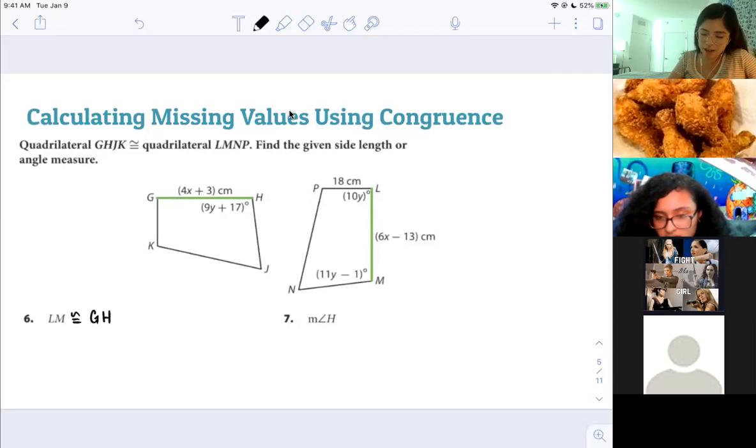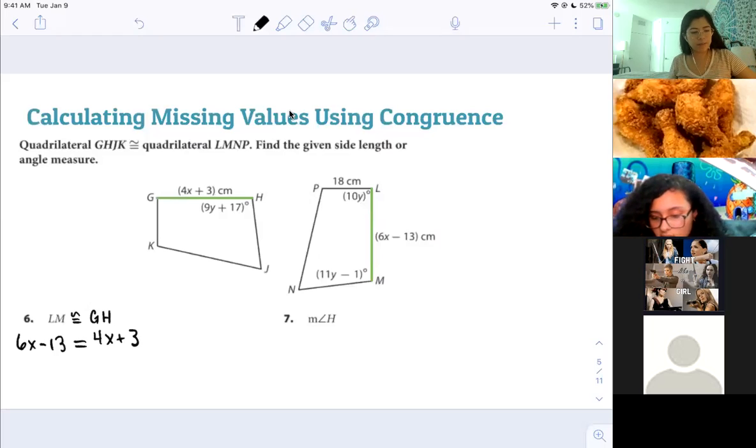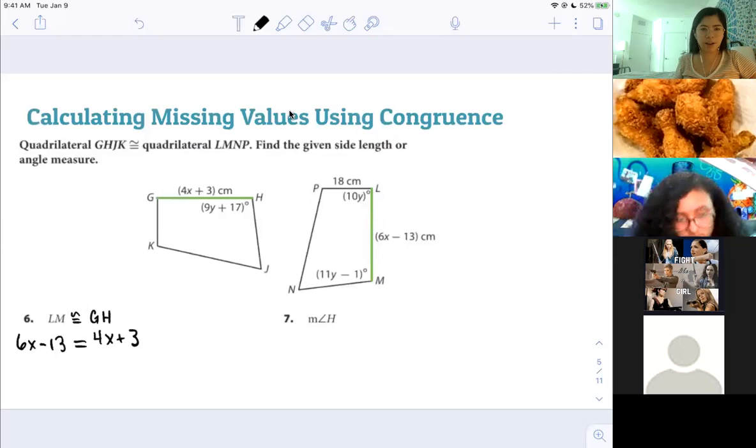So I take GH, I know GH is 4x plus 3, and I know LM is 6x minus 13, and I know that those two things are equal to each other because they're congruent. So I have a little equation here that I'm going to solve for x, and then I can find the value of x, and then from there I can figure out the length. So here we go. We're going to solve for x.